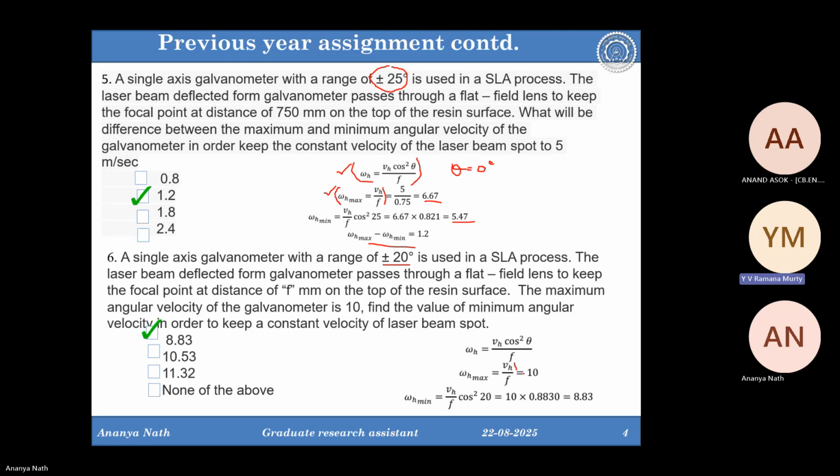And minimum is when theta is 20. See, it's written maximum angular velocity is 10, and theta is 20 degree. So this one we already know, that is 10. And now you just multiply it with cos square 20.